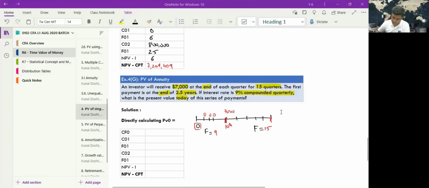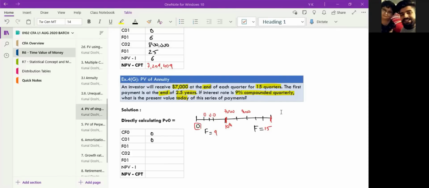So now put everything here, guys. Your CF0 is going to be 0. Your C01 will be 0. Your frequency will be 9. Your C02 will be 7,000. Your frequency in that case will be 15. And what is going to be your I? 9 by 12? 9 by 4. 2.25.